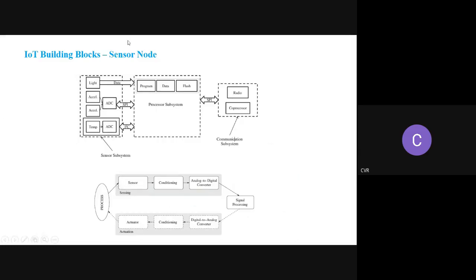These are the building blocks of a sensor node. The sensor node is the starting point in any IoT. You can have different kinds of sensors. All the sensors will be in the sensor subsystem. The sensor subsystem will have sensors, and some signal conditioning and analog to digital conversion circuits. You will measure various parameters like temperature, humidity, light, and so on.